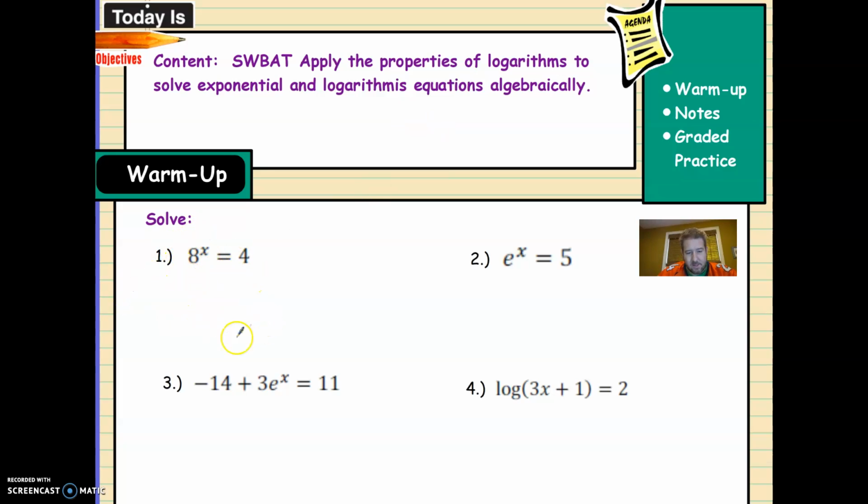Once again, we're solving and applying for exponential and logarithmic equations. So we've got some basic equations here that we have already done before, so we can use inverses. This would be log base 8 of both sides, because that's the inverse of 8 to the power of. So that gives me x equals log base 8 of 4.